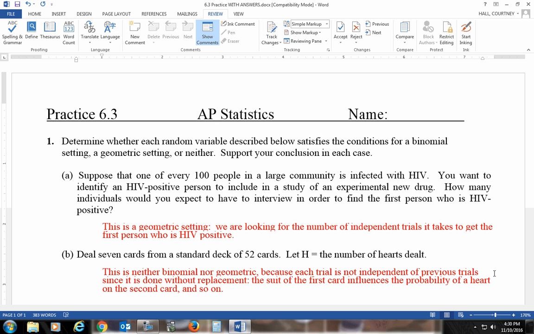So if you're dealing 7 cards and you take one card out, the probability of it being a heart is 1/2, 26 out of 52. But the second card that you pick up, assuming that the first card was a heart, is now going to be 25 out of 51. So they're not independent trials, and so you can't do binomial or geometric unless you would have replacement, where you pick a card, reshuffle the deck, and then pick a second card. The fact that the first probability affects the second probability is what makes it neither binomial nor geometric.